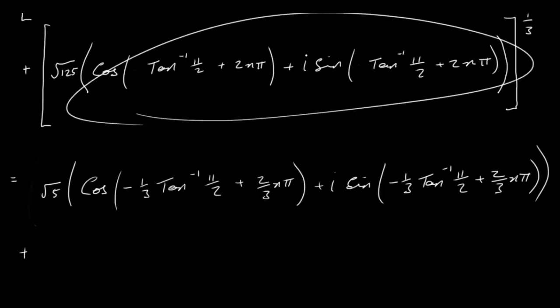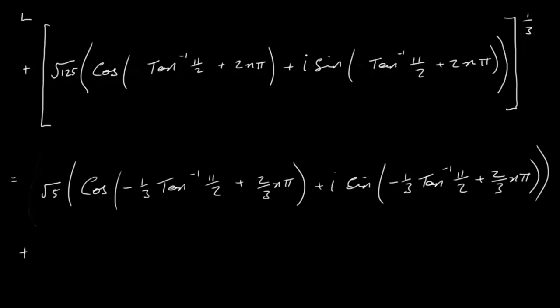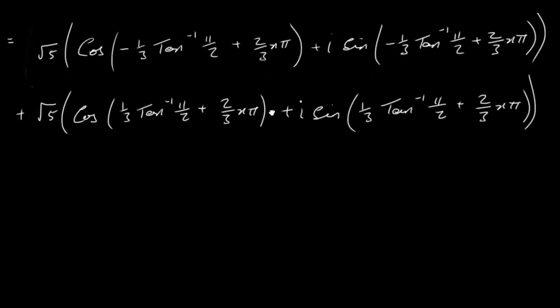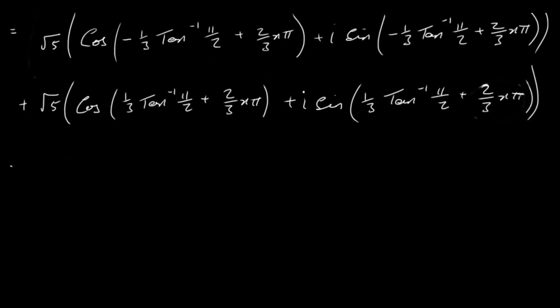Now we've got to do this one here, so it's the same kind of thing again. So it's square root of 5 cos of 1/3, this time, tan inverse 11 over 2 plus 2 over 3 n pi, plus i sine of 1/3 tan inverse 11 over 2 plus 2 over 3 n pi. Okay, so this is what we're going to be dealing with when we work out our roots. So let's work these out.